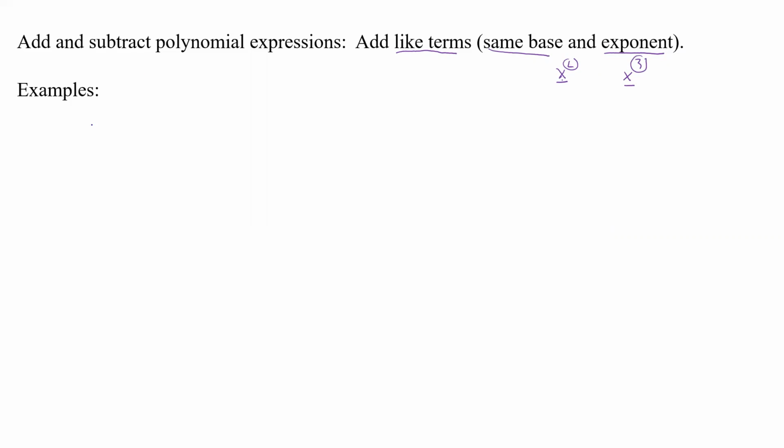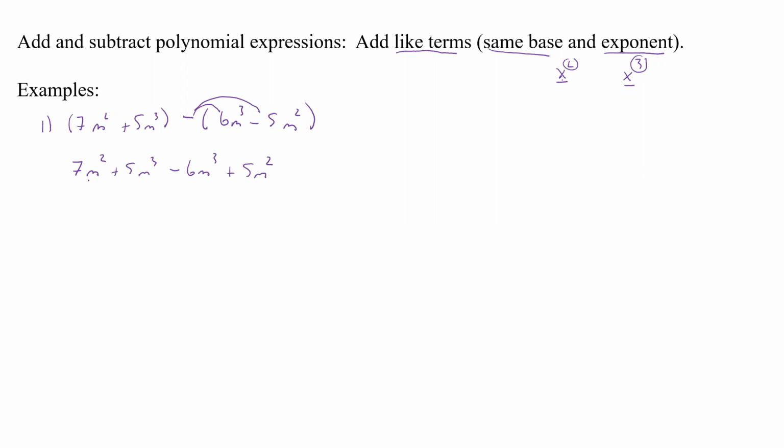So let's look at some examples here. Let's say we have (7m squared plus 5m cubed) minus (6m cubed minus 5m squared). Let's do this first by getting rid of all the parentheses. For the first one, we can just drop the parentheses: 7m squared plus 5m cubed. Now we have to distribute our negative. A minus times this gives us minus 6m cubed. And here we have a negative times a negative, that's positive, so that's going to be 5m squared.